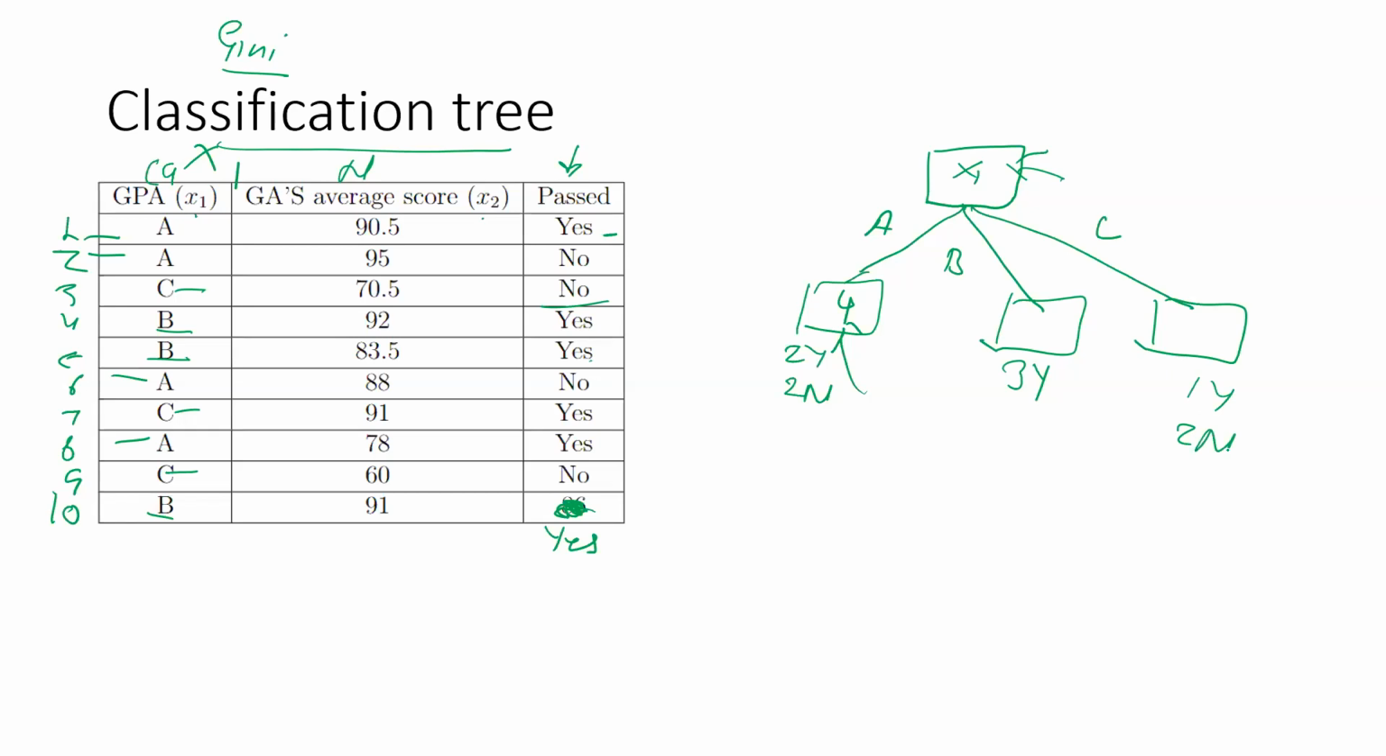So what is going to be the gain index of this node? Just by looking, you can say it is 0.5 because these are equally distributed. What is going to be the gain index here?